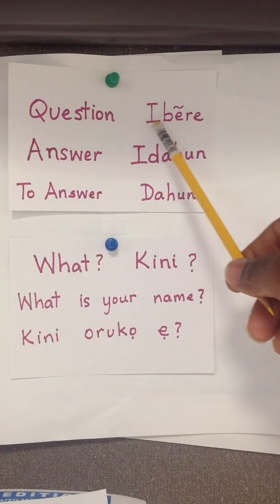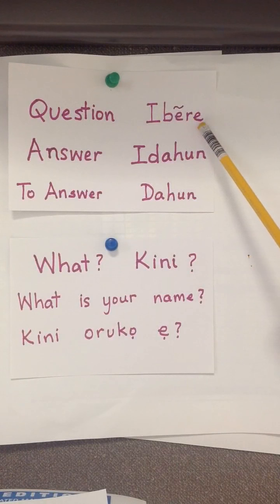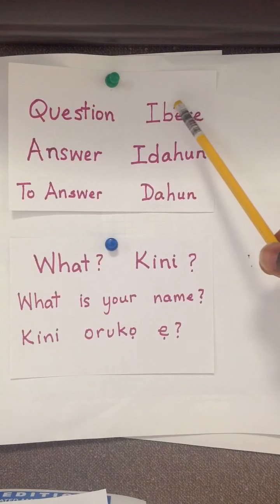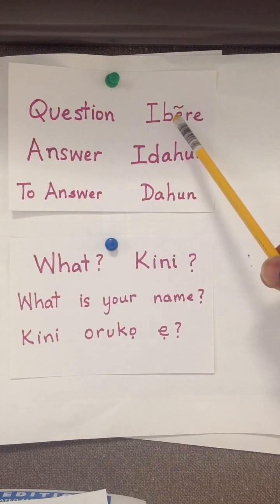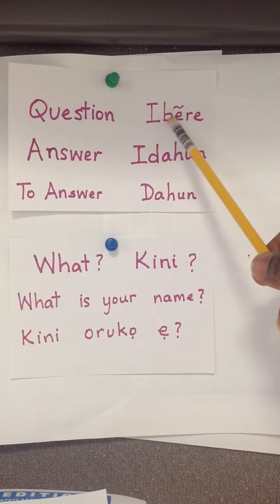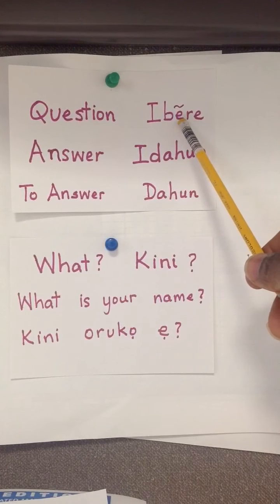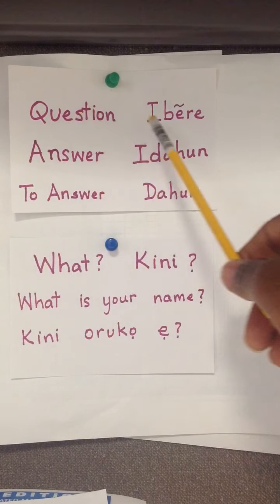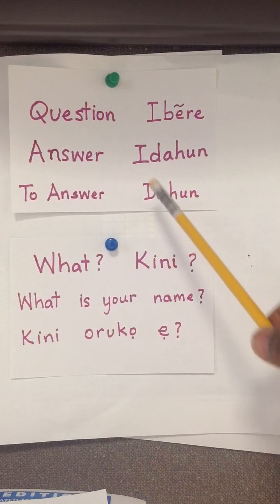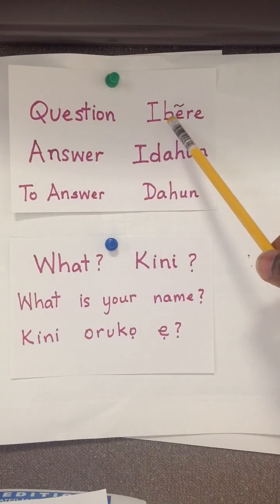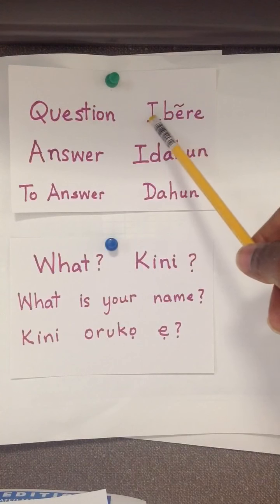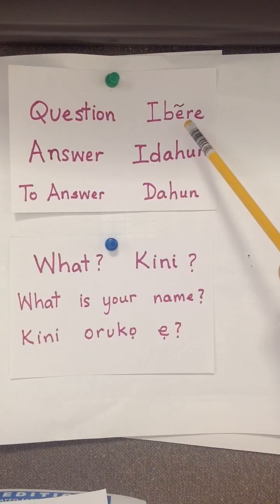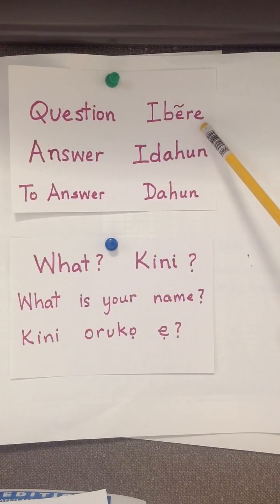The word is ìbéèrè, ìbéèrè. Notice this mark on this E. It's showing you that it is that letter A in Yoruba is drawn out. Ìbéèrè. So the question is ìbéèrè. To ask a question is béèrè. So Ìbéèrè is the noun. The verb, which is to ask a question, is béèrè.